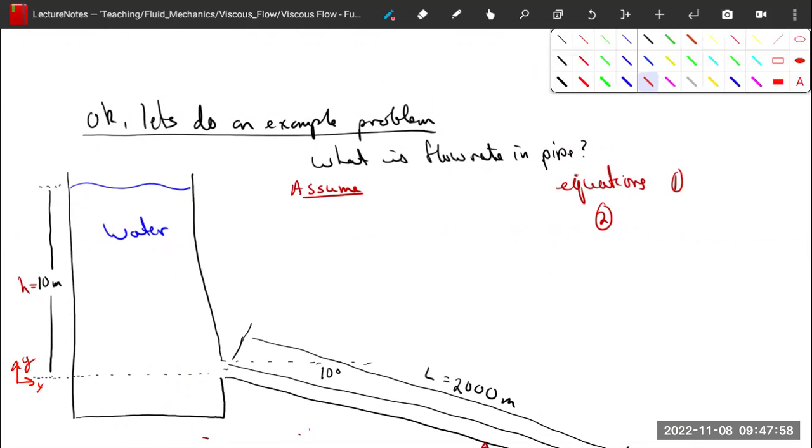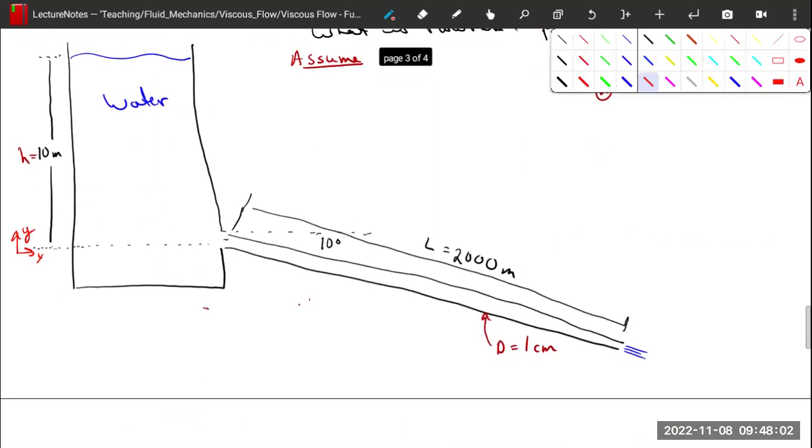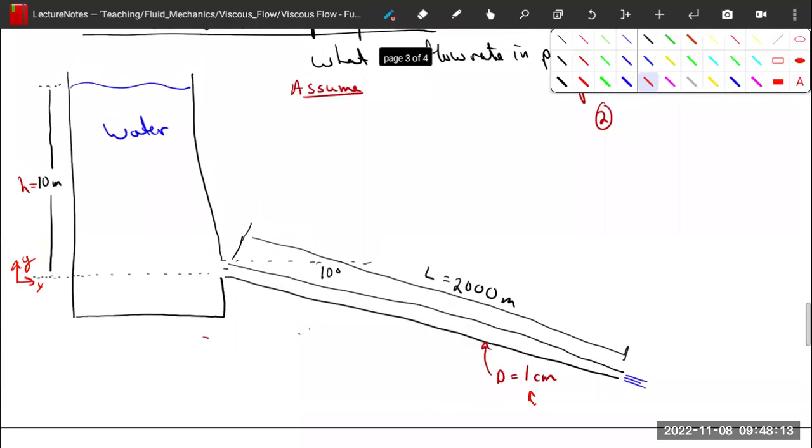So we have this water draining through a 2,000-meter long pipe with a diameter of 1 centimeter. That is quite low, right? Quite a small diameter pipe and quite a long pipe. And so we are going to now plug stuff into our equation.